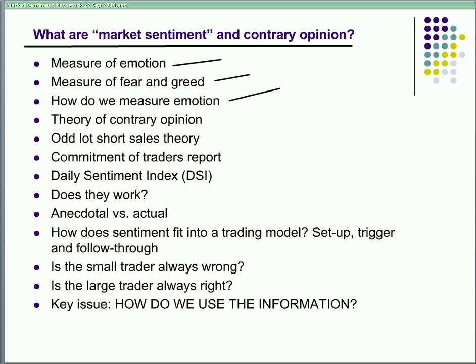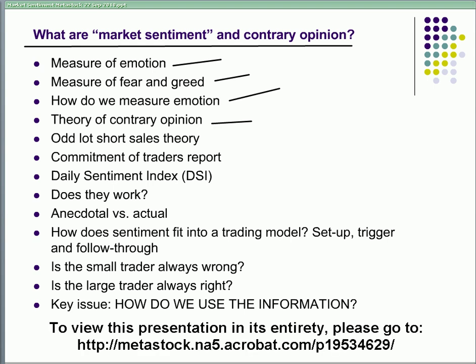We have the theory of contrary opinion, based on the idea that the majority is wrong most of the time. These are things that people have believed for a long time. We need to ask two questions. Number one, is it really true? Number two, is there a way to quantify it? Is there a way to look at it with numbers?